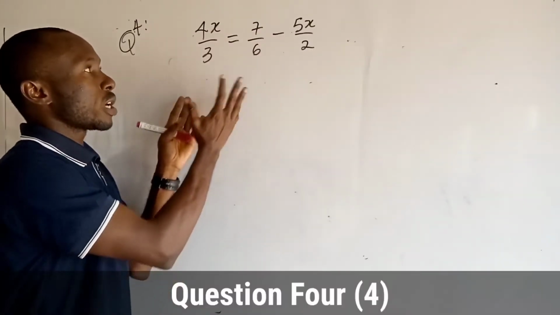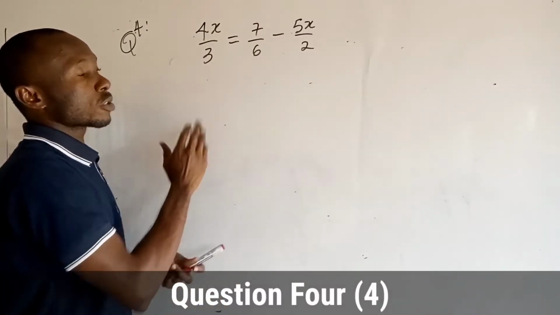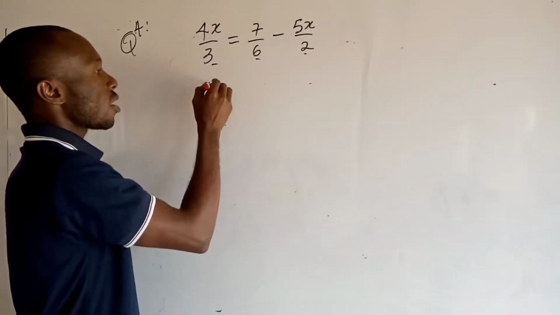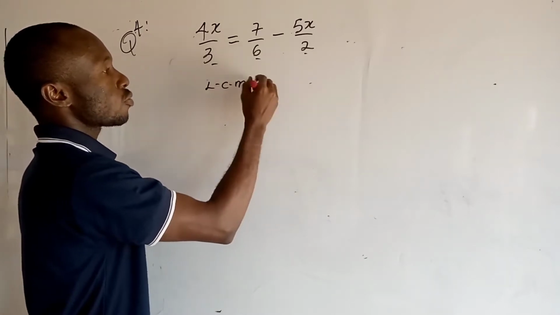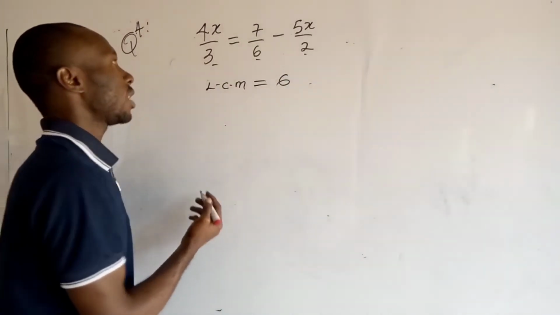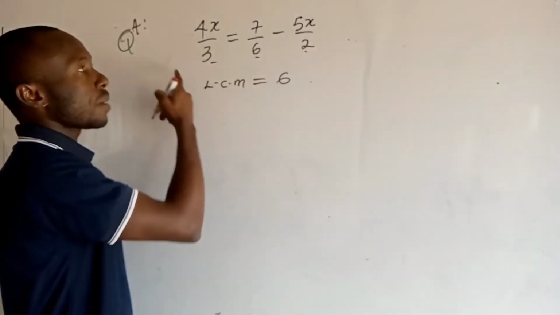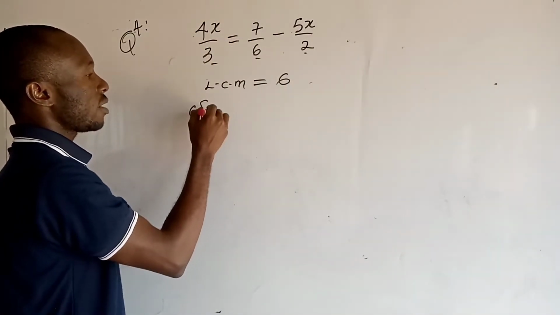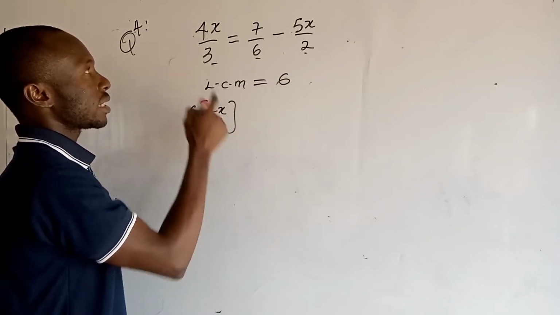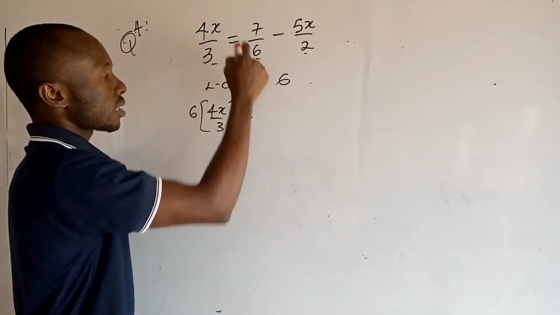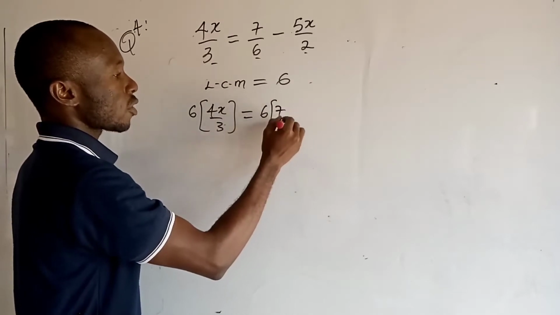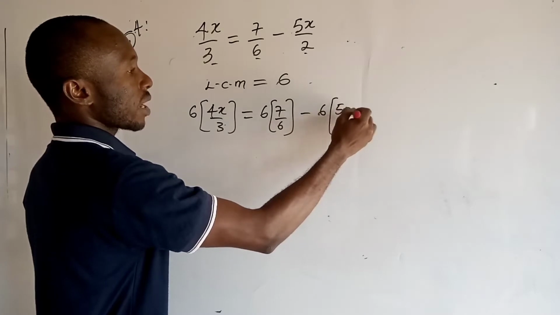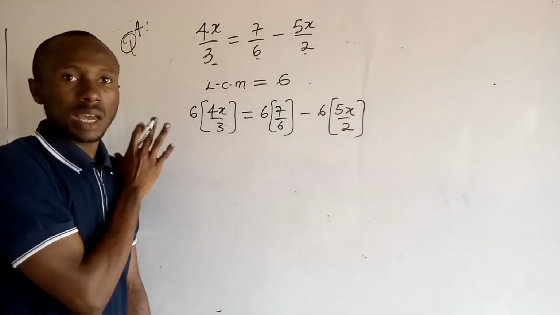Okay viewers, this is question number 4. The first thing I want us to do is to find the LCM of 3, 6, and 2. The LCM of 3, 6, and 2 is equal to 6. So I'll need to multiply both sides by 6, the LCM. So I have 6 multiplying 4x upon 3, that's this guy, equal to 6 multiplying 7 upon 6, and 6 multiplying 5x upon 2. That's the idea.